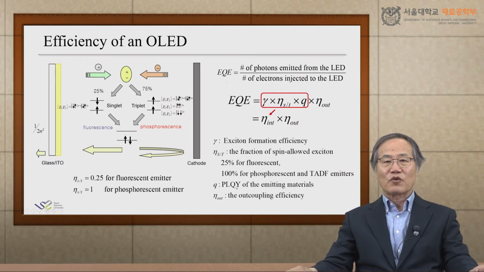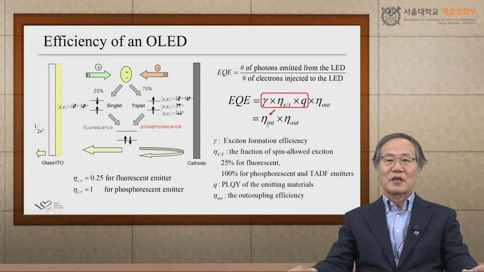So that's called PLQY, and then outcoupling efficiency. Some of the light is just trapped inside of the waveguide in this OLED without escaping from the OLED to air. So this is the internal efficiency times outcoupling efficiency. We say this that way.